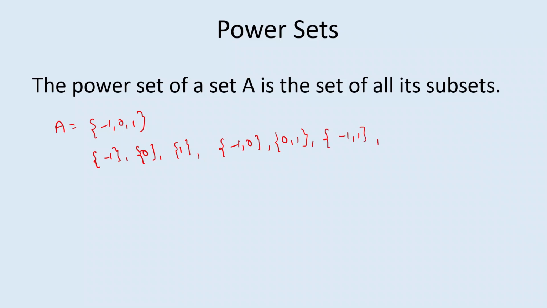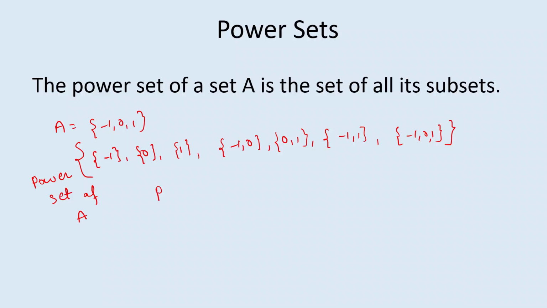And then finally we can take all the three elements. So these are the subsets. Now if we make a set of all these sets, then this set is called the power set of A, and is defined and denoted as P of A. So P of A is actually this bigger set, the set of all of the subsets of the set A. So that's just the power sets.